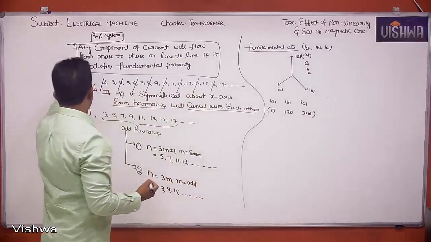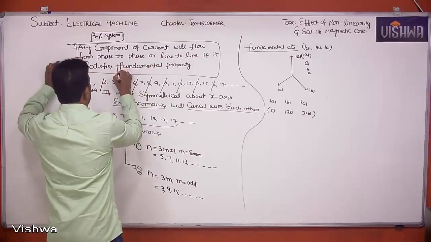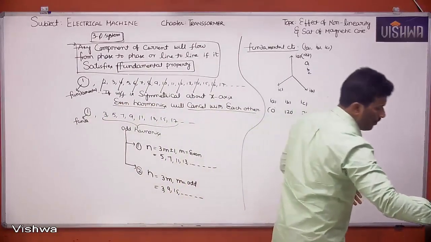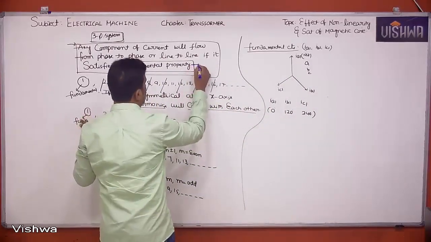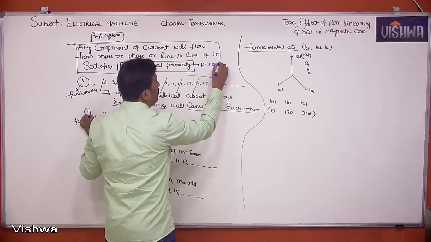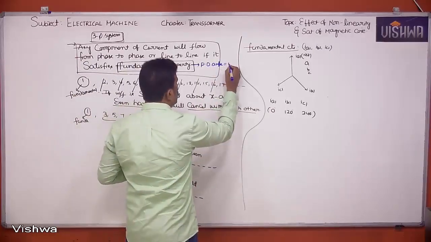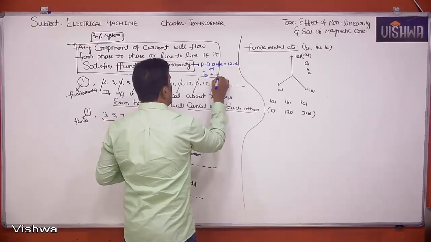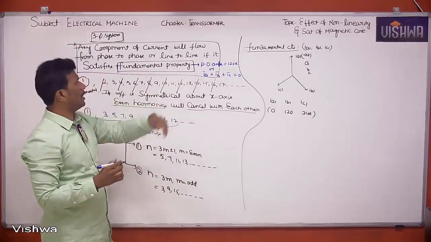Now, I told you here, any component of current will flow from phase to phase or line to line if it satisfies the fundamental property. Fundamental property means, I can say very simply, the phase displacement angle between those components of current should be equal to 120 degrees electrical, or the vector sum of IA, IB, IC components should be equal to 0. This is the only fundamental property.